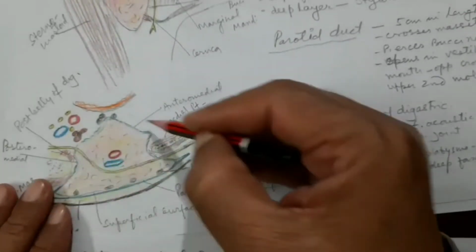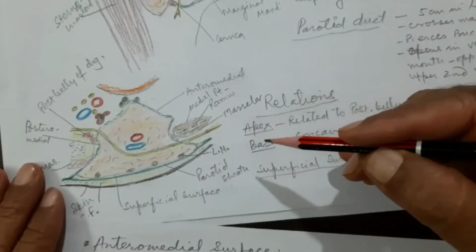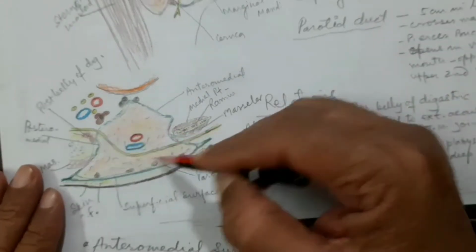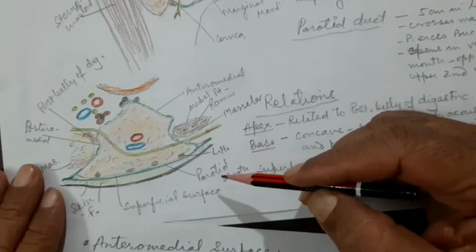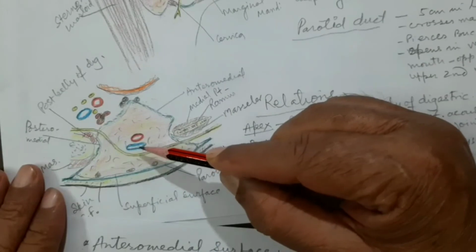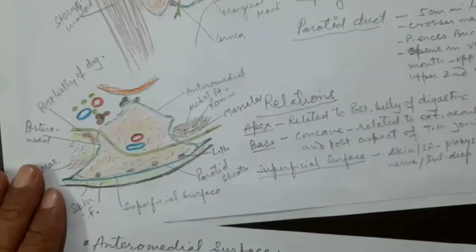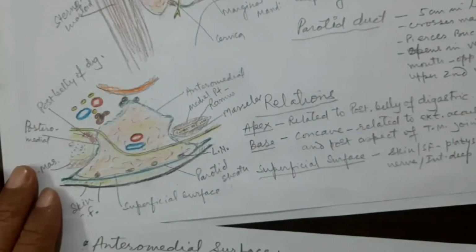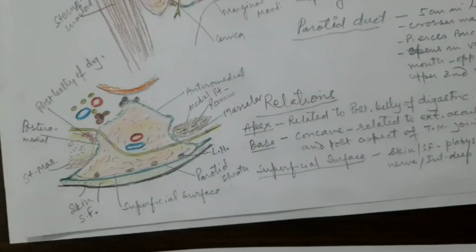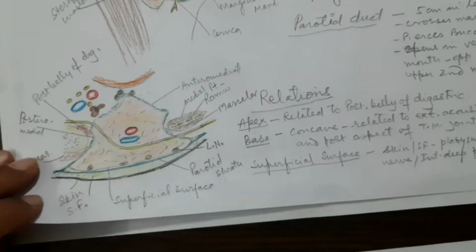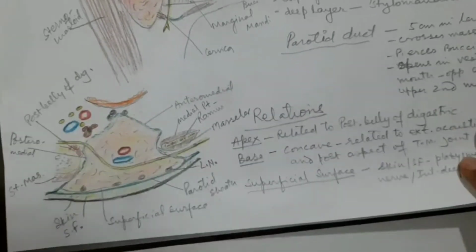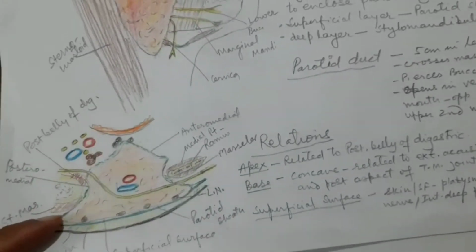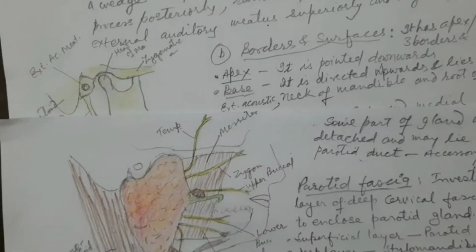Now, which are the structures traversing within the substance of the gland? It is the branches of the facial nerve. I have shown only one nerve here, but it will give so many branches within the substance. It is the retromandibular vein, and it is the external carotid artery. These are the main structures which traverse the substance of the parotid gland to come out at the anterior margin. The nerve will come out, the vein will go down, and the artery will go upward, and the maxillary artery and the superficial temporal artery will be given here as terminal branches.